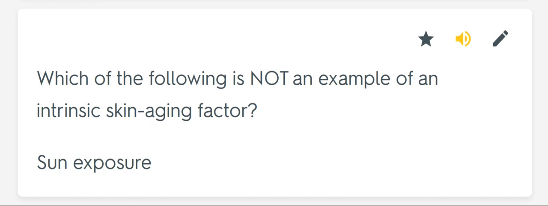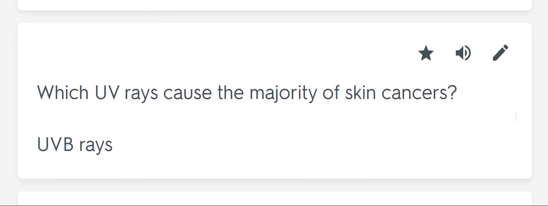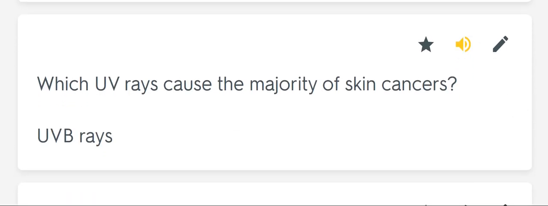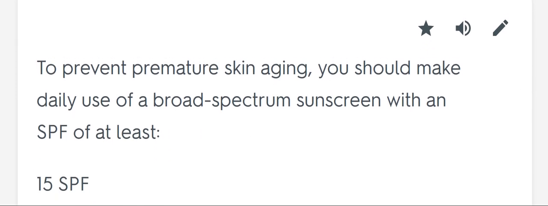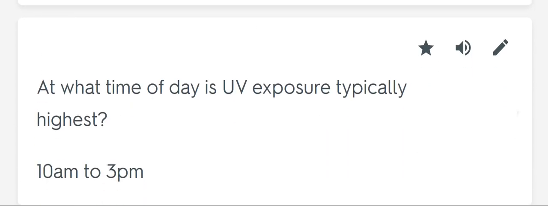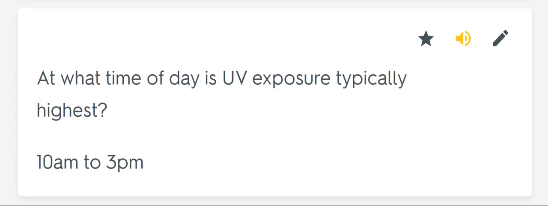Which of the following is not an example of an intrinsic skin aging factor? Sun exposure. Which UV rays cause the majority of skin cancers? UVB rays. Which rays of the sun are known as aging rays? UVA rays. To prevent premature skin aging, you should make daily use of a broad-spectrum sunscreen with an SPF of at least 15. At what time of day is UV exposure typically highest? 10 a.m. to 3 p.m.